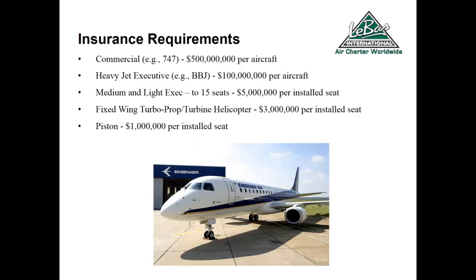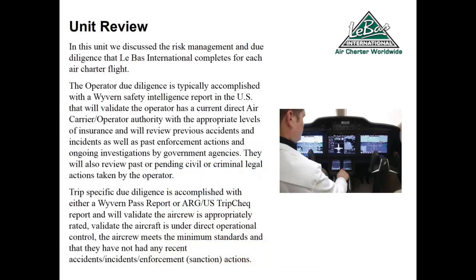For fixed-wing turboprop and turbine helicopters, we're looking for a minimum of $3 million per installed seat for each aircraft. And then for piston, which we rarely use, occasionally it'll be $1 million per installed seat. Again, we'll typically only use piston for cargo flights, in a piston twin-engine airplane.